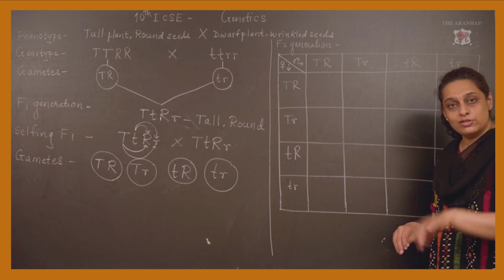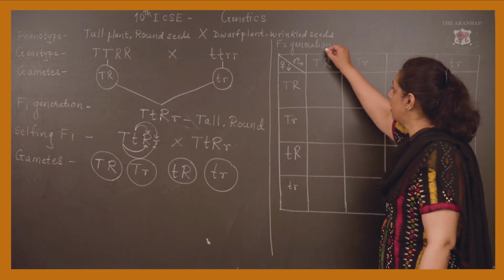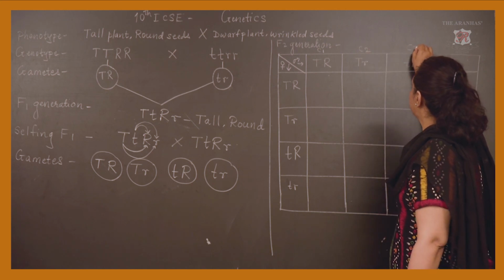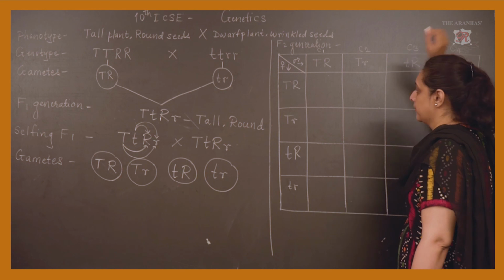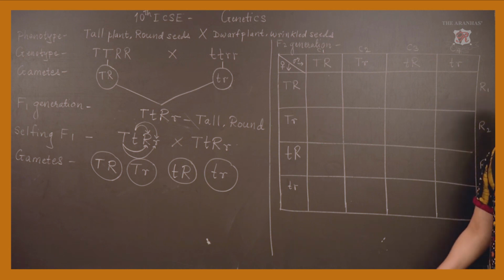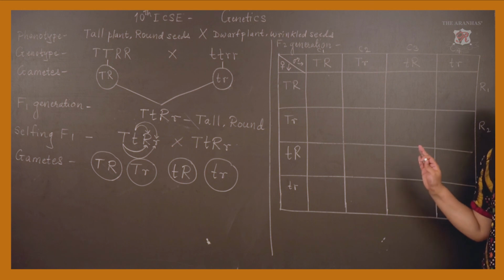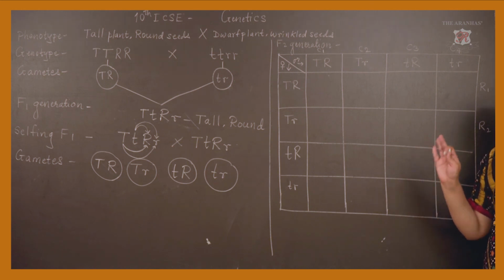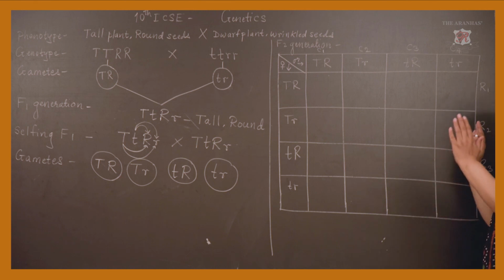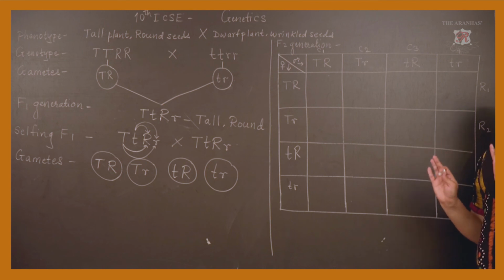Here also again I am giving numbers to columns, column 1, column 2, column 3 and column 4. Then row 1, row 2, row 3 and row 4. So finish this writing in your books, and for the next class be ready with your Punnett's square or with your table to write combinations.